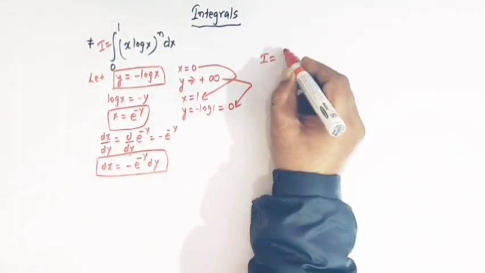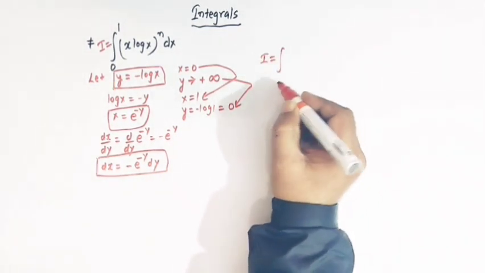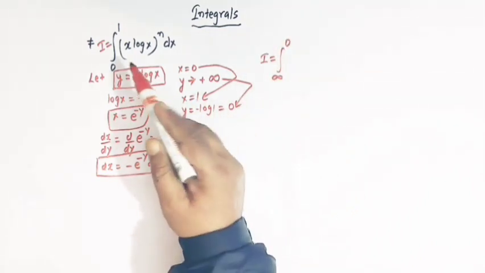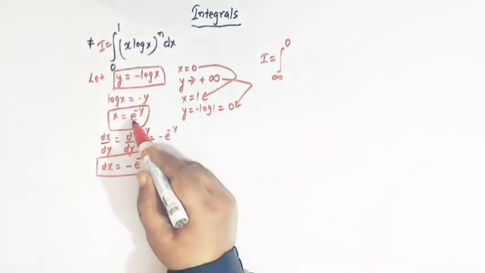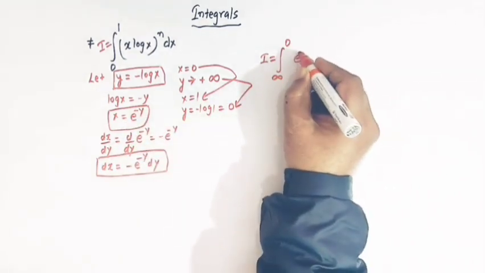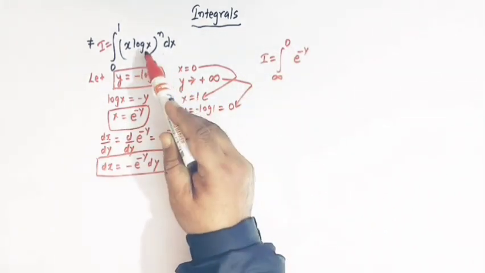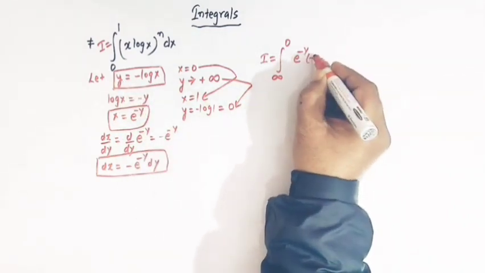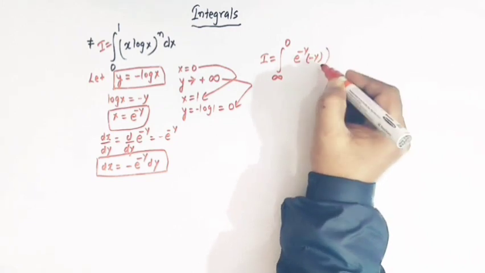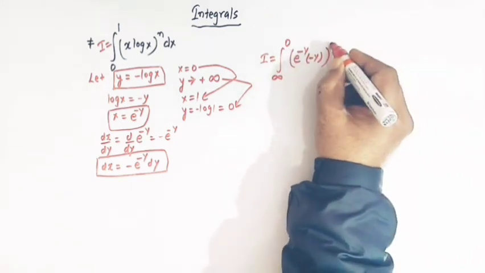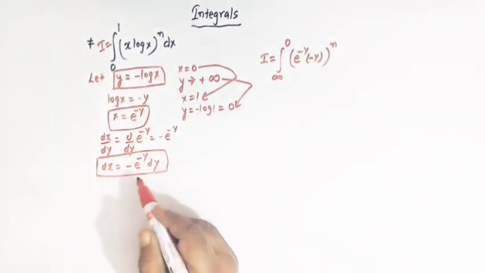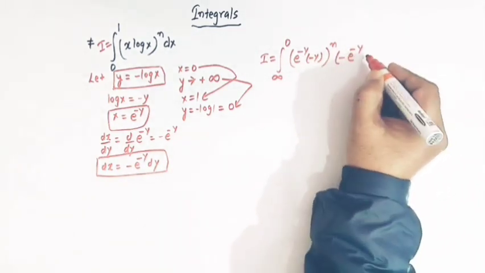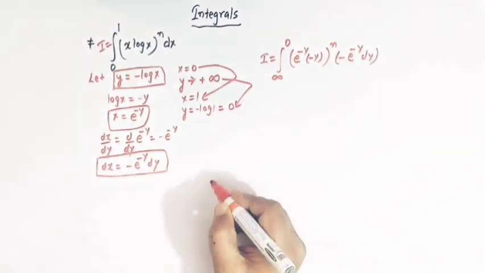So now let us write I in terms of y. So we have here infinity, then we have 0 here, and x is replaced by e raised to minus y, and log x is replaced by minus y, right? So here we can write minus y, and we have the power n, and dx is equal to minus e raised to minus y dy, right?